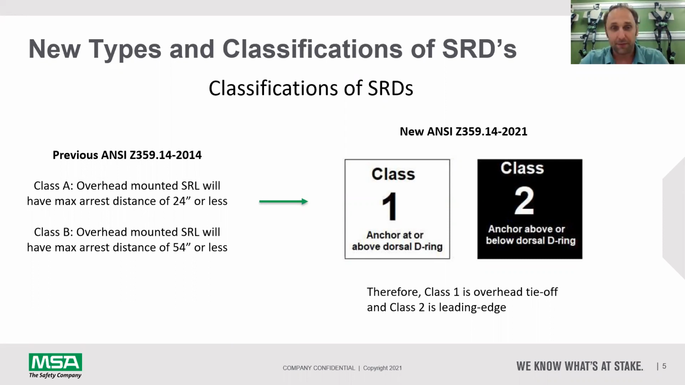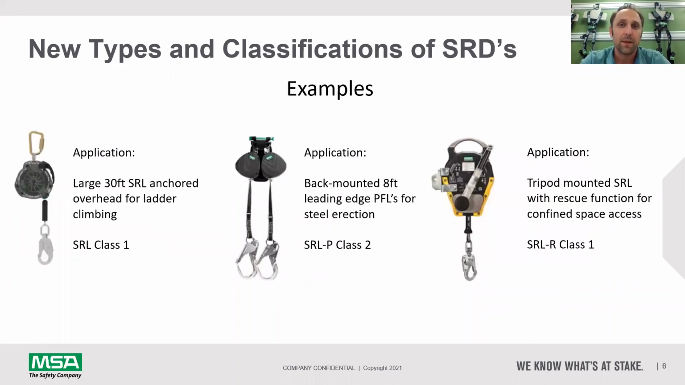Now you might start to have questions about clearances and what this means for clearances, and we're going to get into that. Before we do though, I just want to tie it all together with some examples. So again, we'll work left to right. Let's say you have an application where you have a large 30-foot SRL, anchored overhead for ladder climbing. This would be considered by ANSI to be an SRL Class 1.